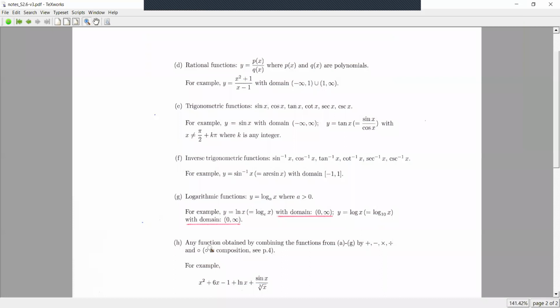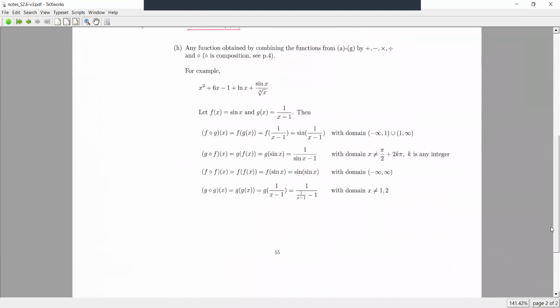H, any function obtained by combining the functions above by summation, subtraction, multiplication, division, and composition is familiar to us. For example, a polynomial plus natural log plus a trigonometry function divided by a power function. We are familiar with a function like this.